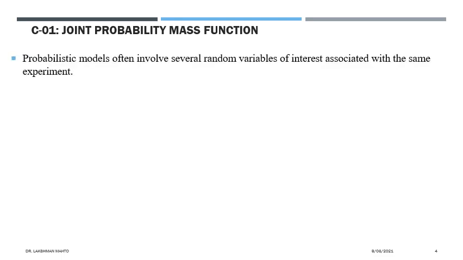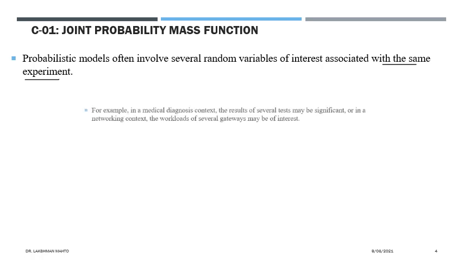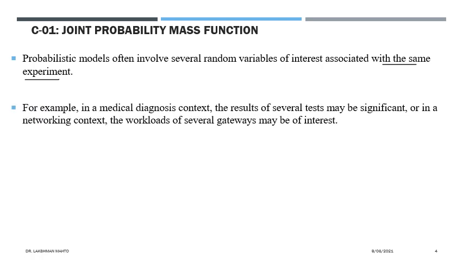A probabilistic model often involves several random variables of interest associated with the same experiment. Remember that this word is very important: when we are talking about joint probability mass function, then we will take those joint random variables from the same experiment. It is not like that one random variable is coming from one experiment and another one is coming from another experiment. That situation is not here. The one experiment we have must be prefixed.